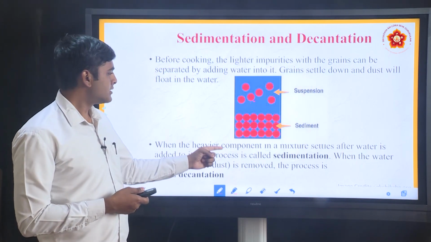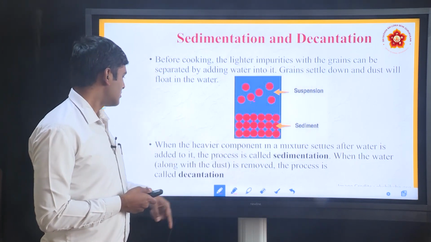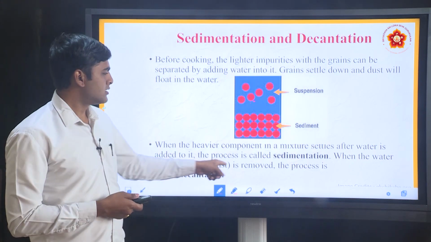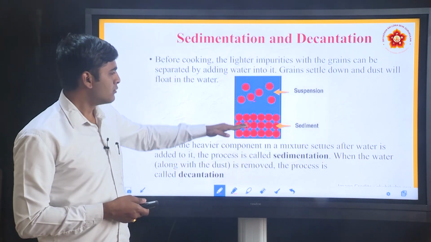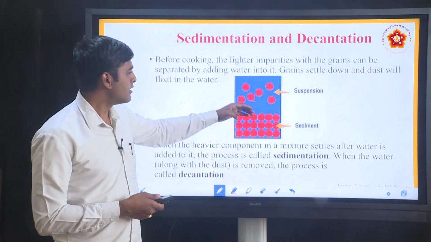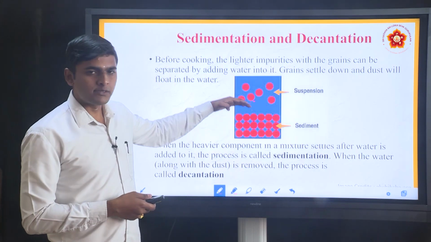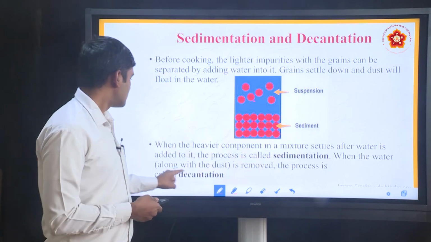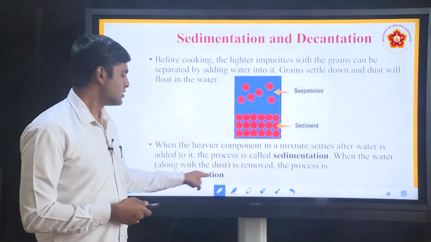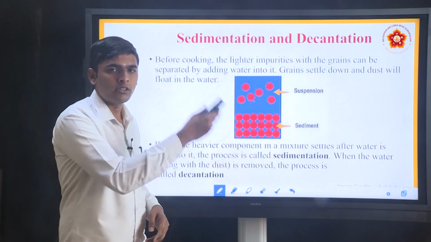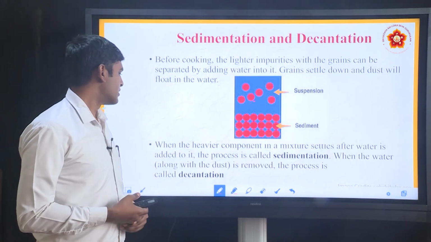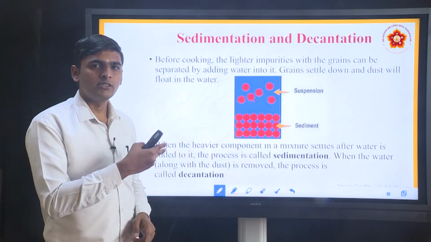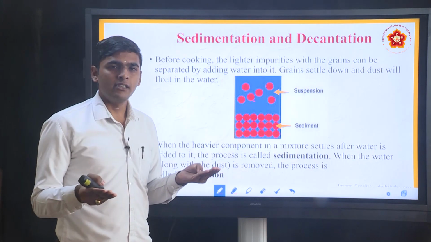When the heavier components in a mixture settle after water is added to it, this process is called sedimentation. So to make the grain settle and the lighter particles float, we use sedimentation. After that, when the water is removed, the process is called decantation. The removing of the water is called decantation. So we use both methods to separate the lighter and heavier particles.